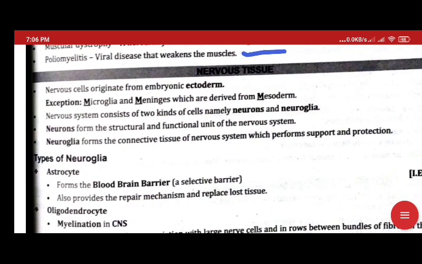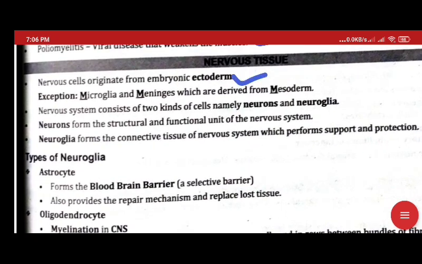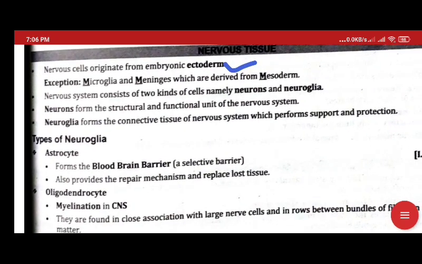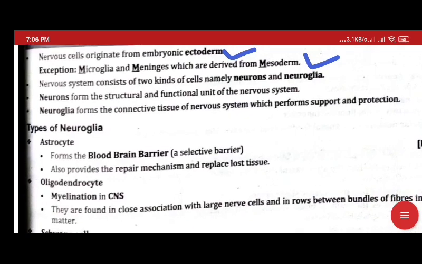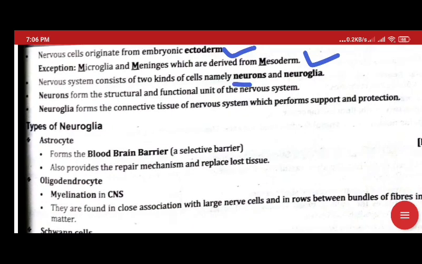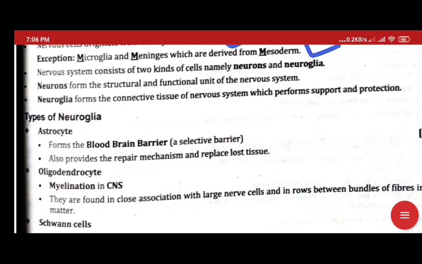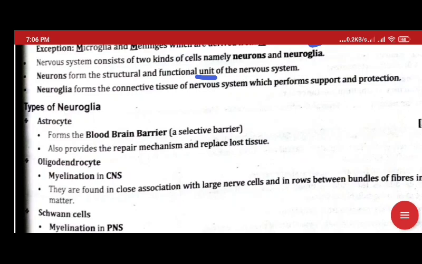Muscles. Now here we get the fourth type of tissue, that is nervous tissue. This is ectodermal, and one type is mesodermal, from microglia, means supporting cells, microglia and meninges. This is from mesoderm. Nervous tissue contains what? Neurons and neuroglia. Now neuron is the structural functional unit, and neuroglia is the connective tissue of the nervous system that supports, protects and helps the neurons.